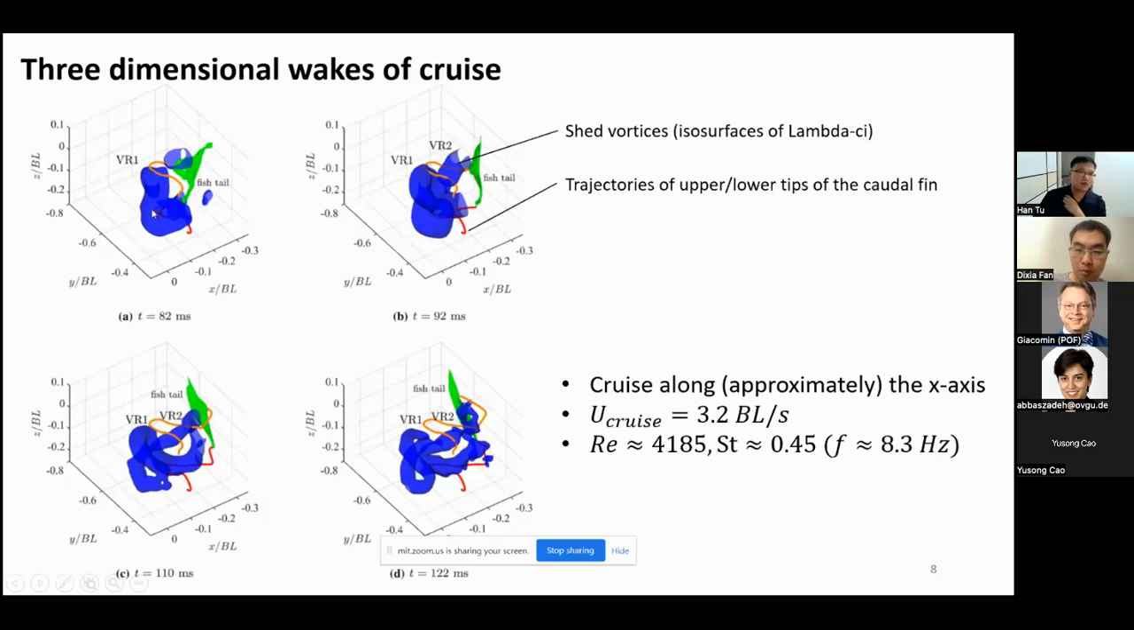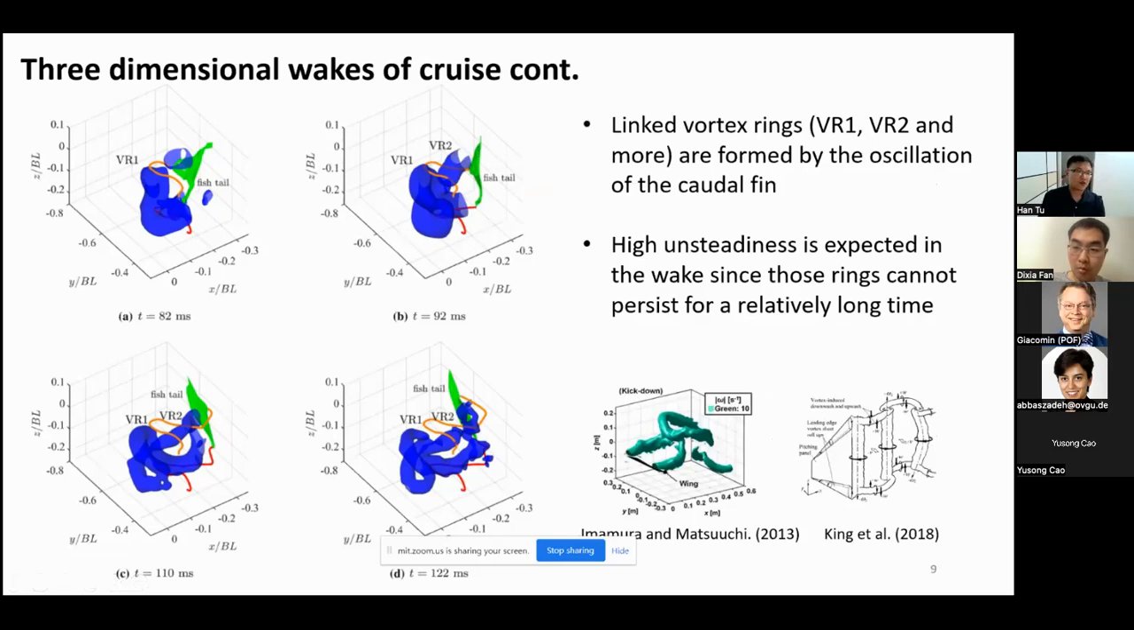Then we use the blue isosurfaces of the Q criterion to visualize the vortices in the wake. Here we can see at this moment that the vortex ring VR1 is formed first, and then the caudal fin sweeps to the right. VR2 begins to form, and then the fin sweeps back. VR2 is totally formed, and VR3 will be generated, and so on. VR1, VR2, and the other vortices together constitute a chain of linked vortex rings. Such a structure is formed by the sweeping, or say the oscillation, of the caudal fin, which is clearly revealed from the Tomo PIV experiments and the SFM technique.